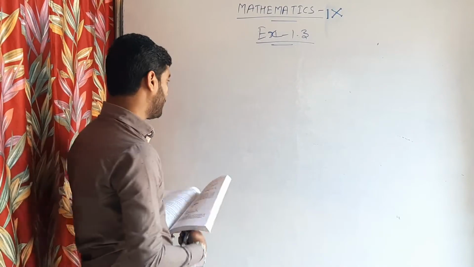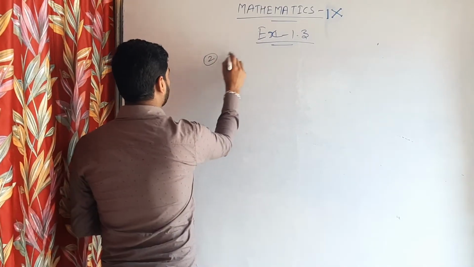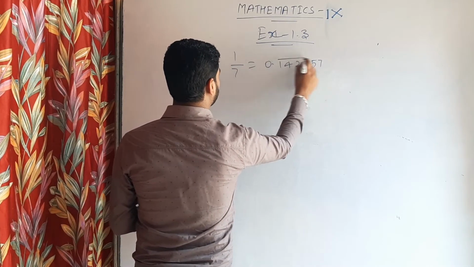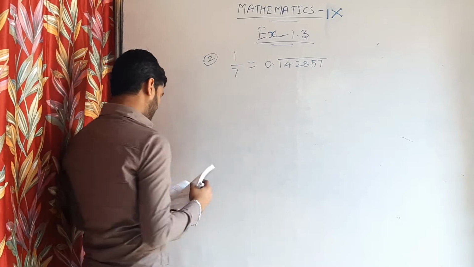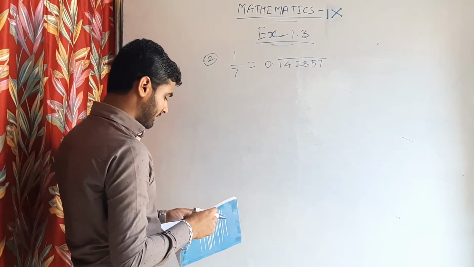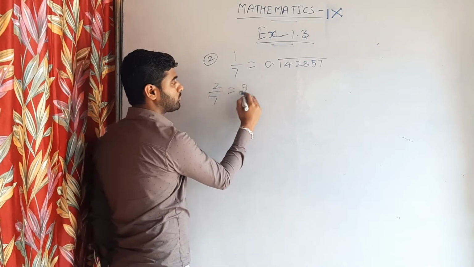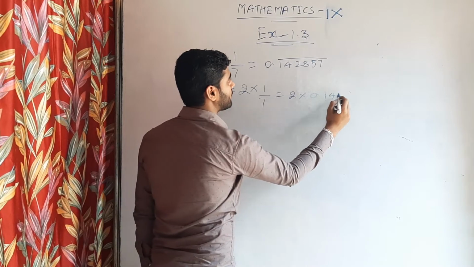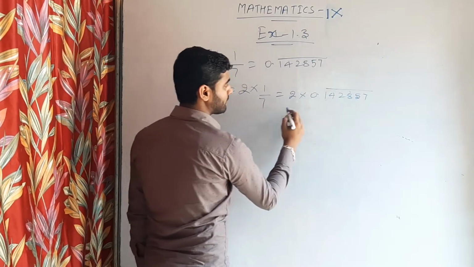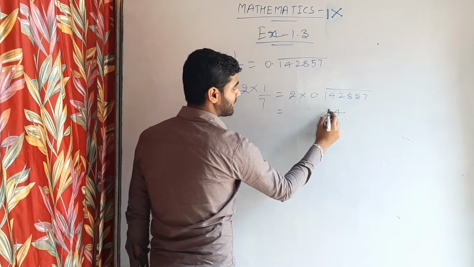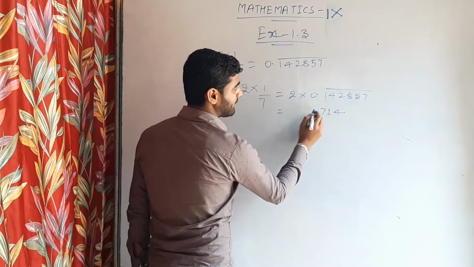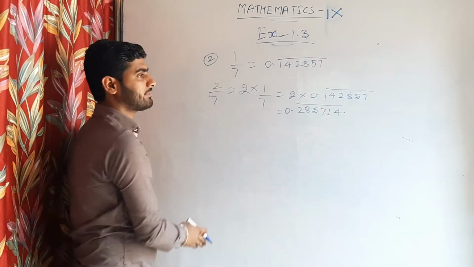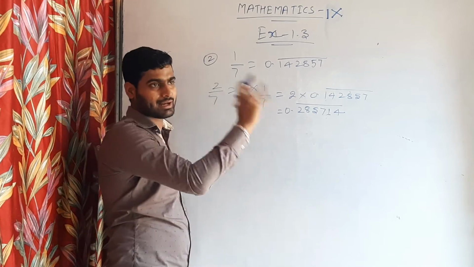Question number 2. 1 by 7 is equal to 0.142857 recurring. Can you predict the decimal expansion of 2 by 7, 3 by 7? So 2 by 7 is equal to 2 multiplied by 1 by 7. So we write 2 multiplied by 0.142857 recurring. Like that we write the expansion of 3 by 7, 4 by 7, 5 by 7 and 6 by 7.